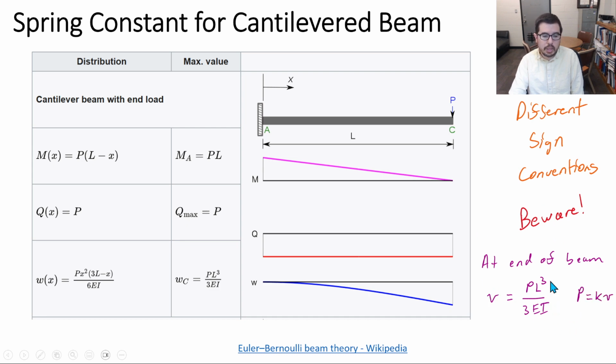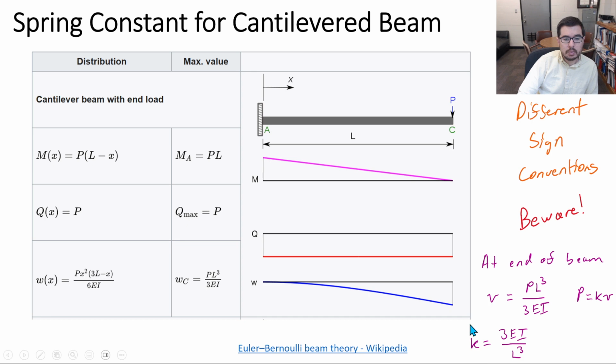And we're not being super careful about the direction of the sign here for these displacements, because typically we say V is in the positive Y direction, and so then this would be negative. Are you going to pull, or are you thinking about the force inside the spring? All right, so P equals K delta, or KV in this situation, and so we can say that the spring constant is just going to be this denominator divided by L cubed.